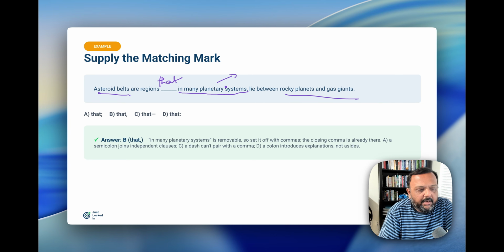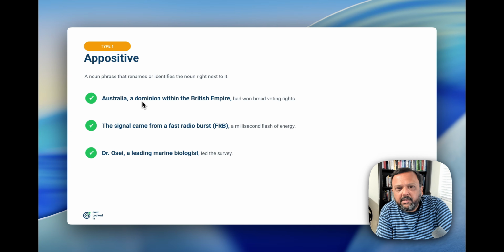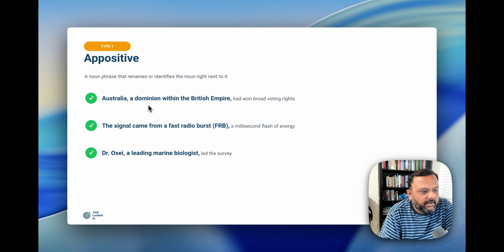So "in many planetary systems" is supplementary information. Therefore, you put a comma here. Asteroid belts are regions that, in many planetary systems, lie between rocky planets and gas giants. All right. So now I'm going to give you some examples of supplementary information. Here, this is an appositive, a noun phrase that renames or identifies the noun next to it.